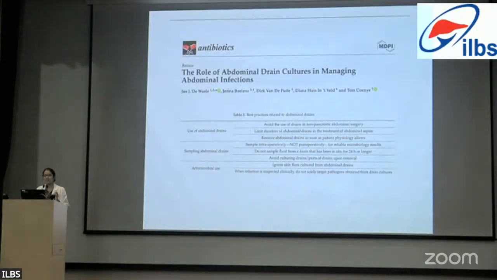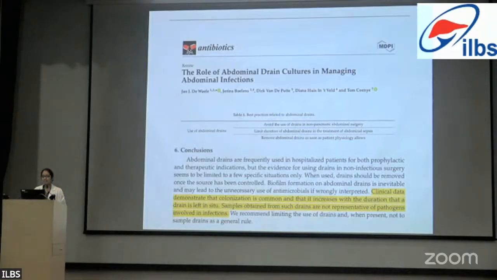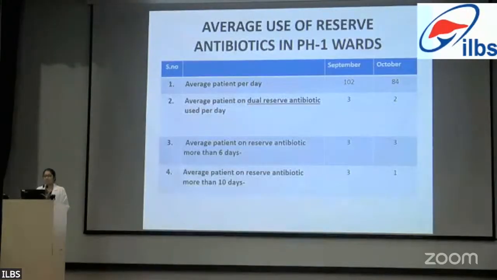Last time we were told to also include the data for the drain cultures, but, sir, as you can see, this is an article which clearly states that samples from drains are not representative of the pathogens involved in infections. Whenever we are giving positive cultures for drains, it is more likely to be colonization. It's very difficult to say just from microbiological cultures whether or not it is a true pathogen. That is why we have not included the data for the drain cultures.